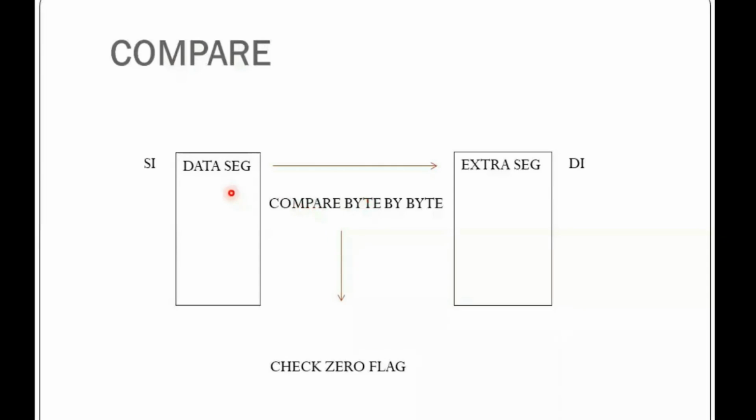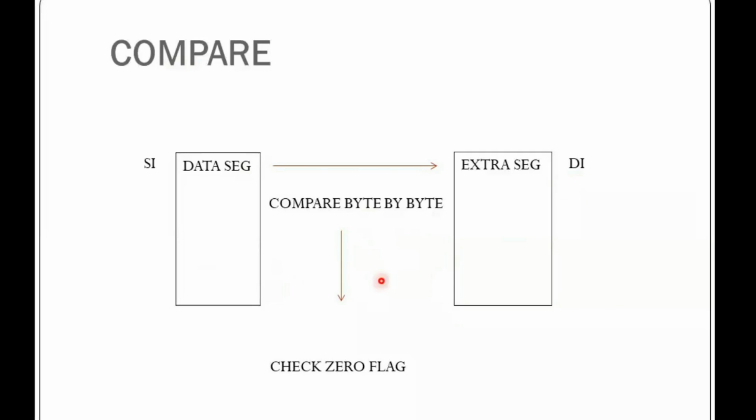For example, if I have ABC here, A will be compared with A, B with B, and C with C. Every time I move from A to B, SI is incremented, and every time I move from A to B here, DI is incremented. I hope you got the point. The comparison can also be done in the reverse direction. In that case, SI will be decremented and DI will be decremented. Either way you can do it.